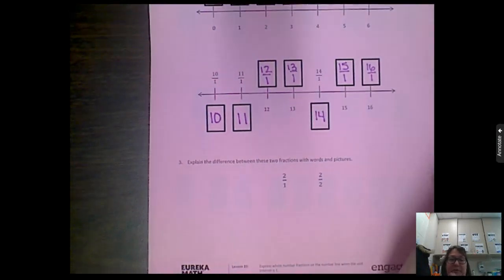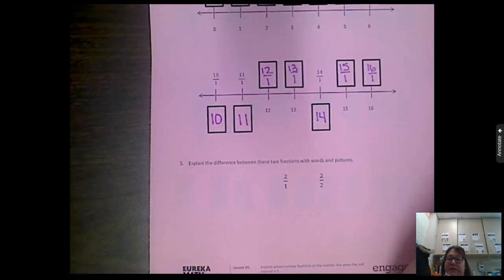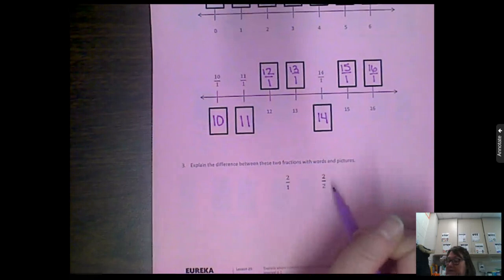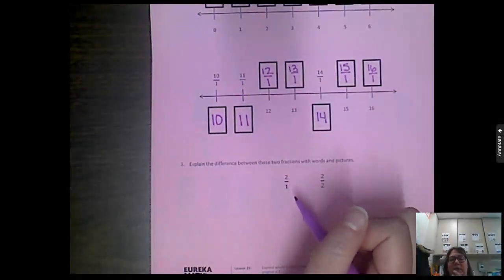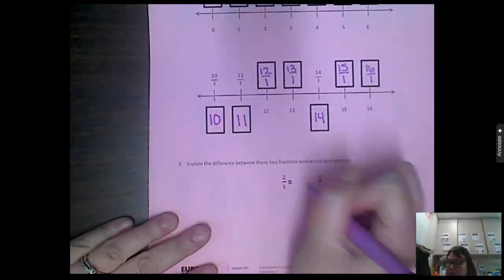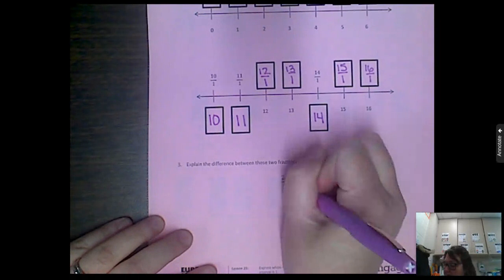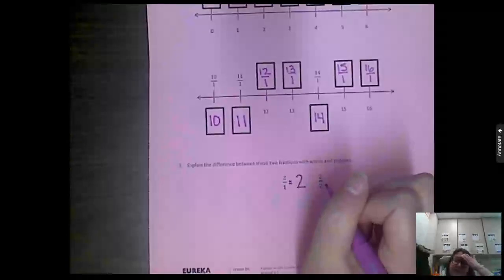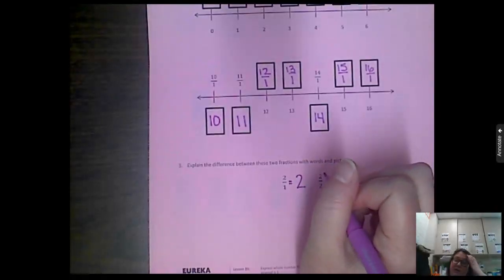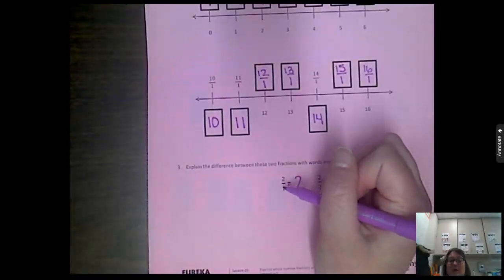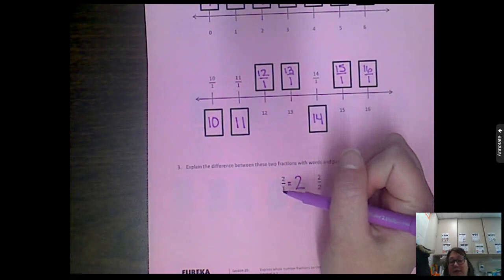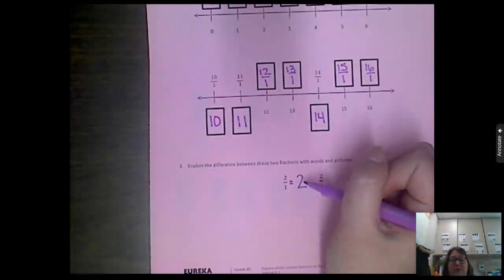Look at number 3. It says, explain the difference between these two fractions with words and pictures. So we have 2 over 1 and we have 2 over 2. What is 2 over 1? What would that be equal to? 2 over 1 would be equal to 2 wholes, right? And I can divide 2 to help me. Remember that fraction bar is also saying division. So it's saying 2 divided by 1. What is 2 divided by 1? It equals 2. So it's 2 wholes.